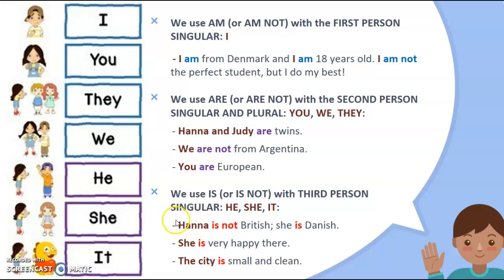To talk about Hannah, that she's not British, Hannah is replacing the personal pronoun she. Remember that you will not always have the pronoun, but you can have the name of a city or an animal, or the name of a person replacing that personal pronoun. Okay. So let's continue.